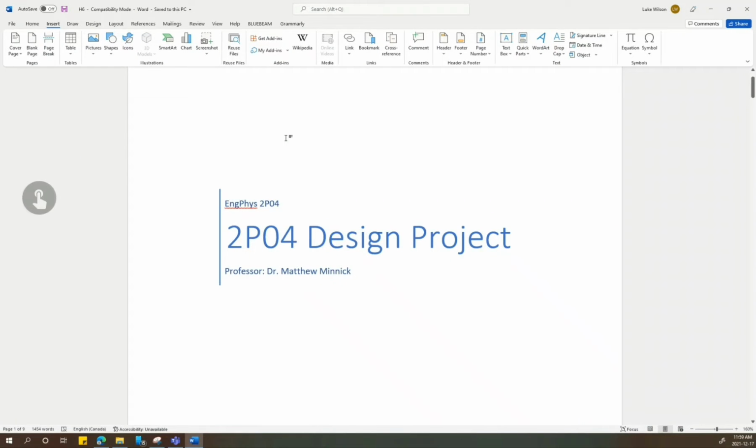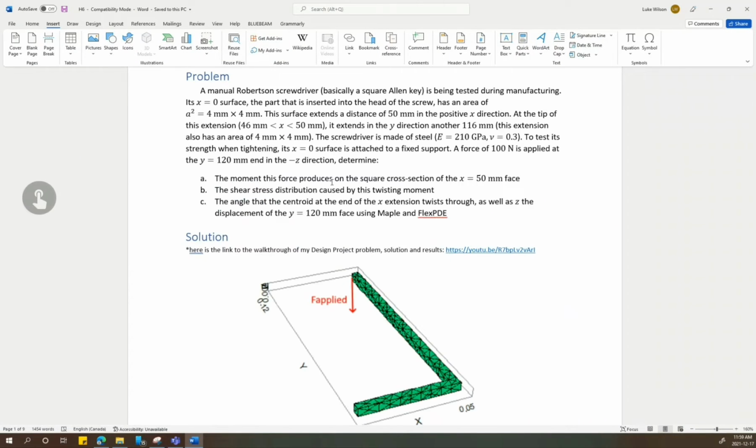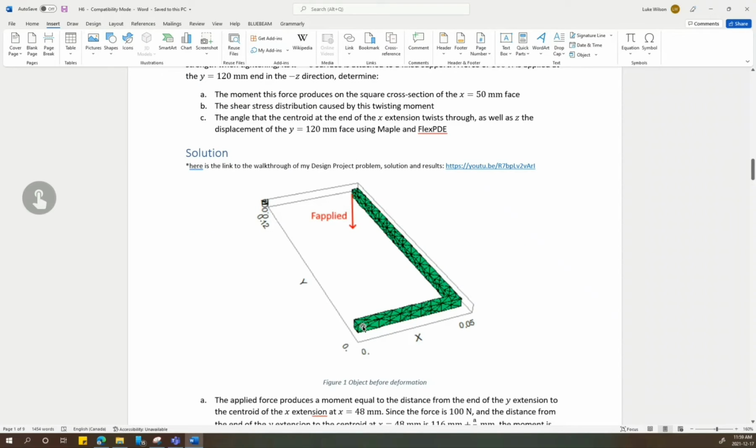This is my EngPhys 2PO4 design project. My problem is essentially a square Allen key, which can be shown here, with its x equals 0 surface fixed and a force applied in the center of the end of this y extension on that face.